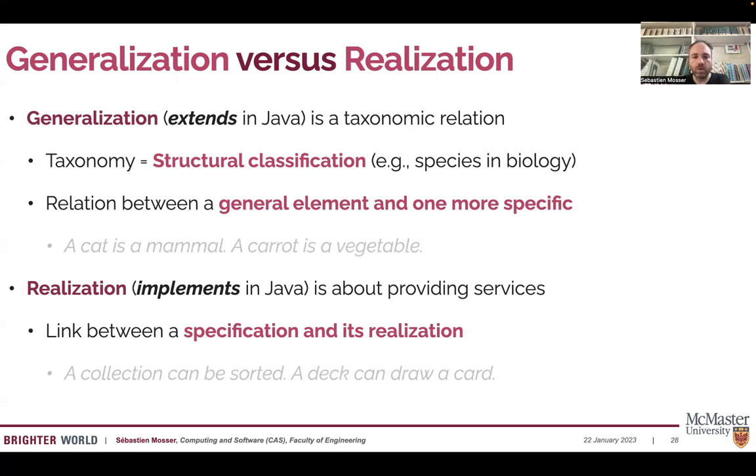A collection can be sorted, a deck can draw a card, you can draw a card out of a deck. Those kinds of things, it's offering a service. So that's realization. It's a dash instead of a plain line. And that means really, really different things. So when you're drawing a model, when you're implementing your code, don't use extends when you mean implements, and don't use implements when you mean extends. Okay, be in control, know your poison, know what you're doing, and be capable of explaining why you're doing that.